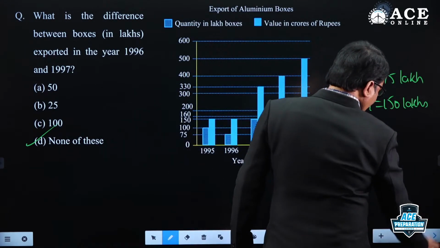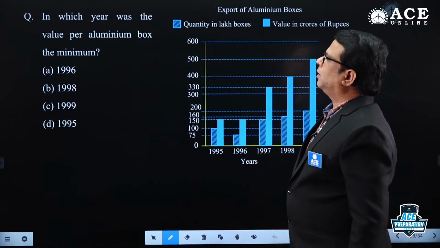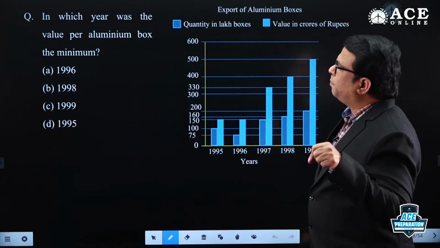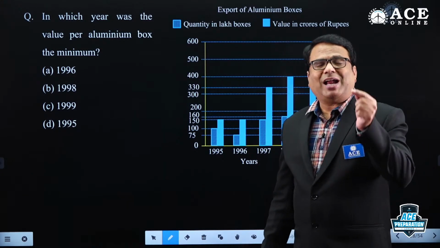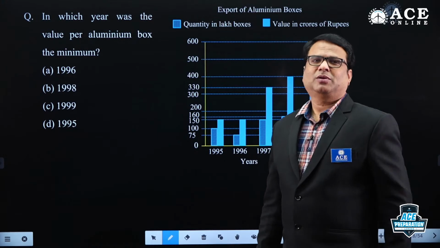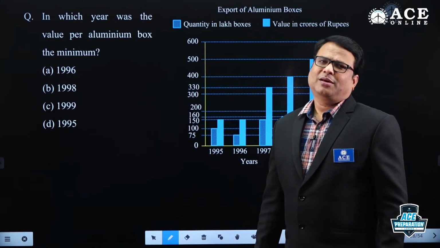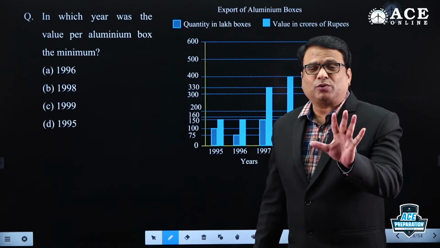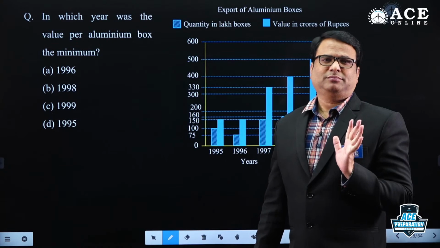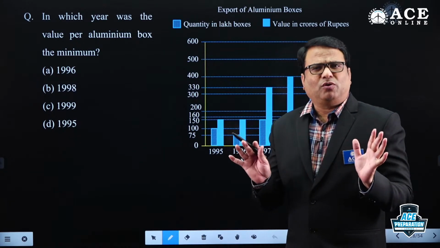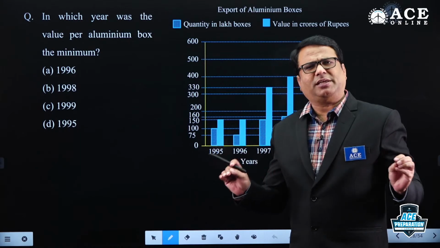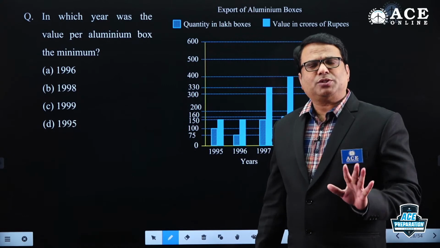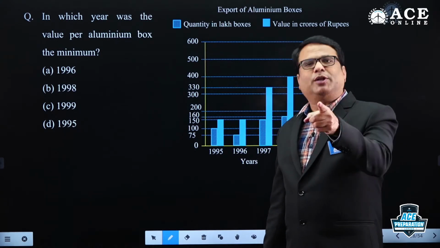Okay, the next question. In which year was the value per aluminium box minimum? Now here we are not asked to find the exact value. We are only asked to find in which year it is minimum, but not the exact value. So we can do the calculations much more easily here. And don't do the calculations for all the years. Do the calculations only for those years which are given in the options.